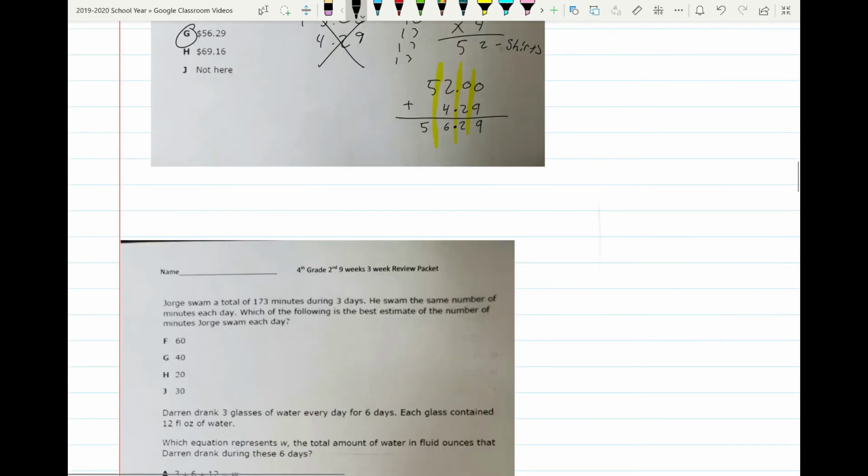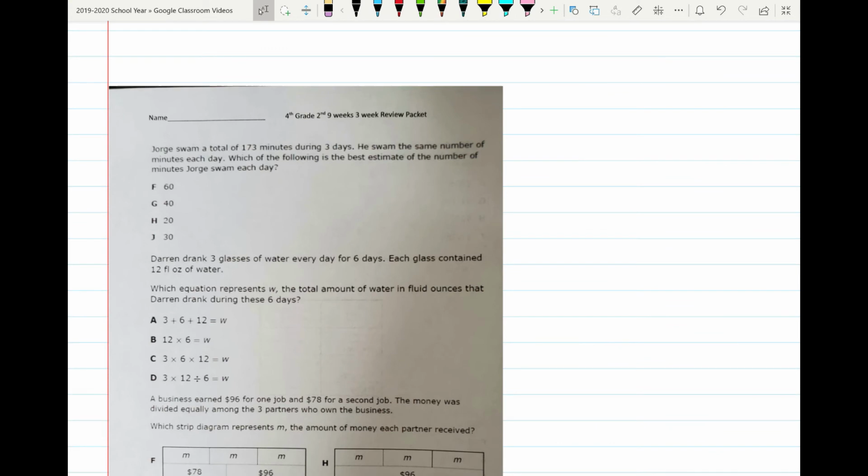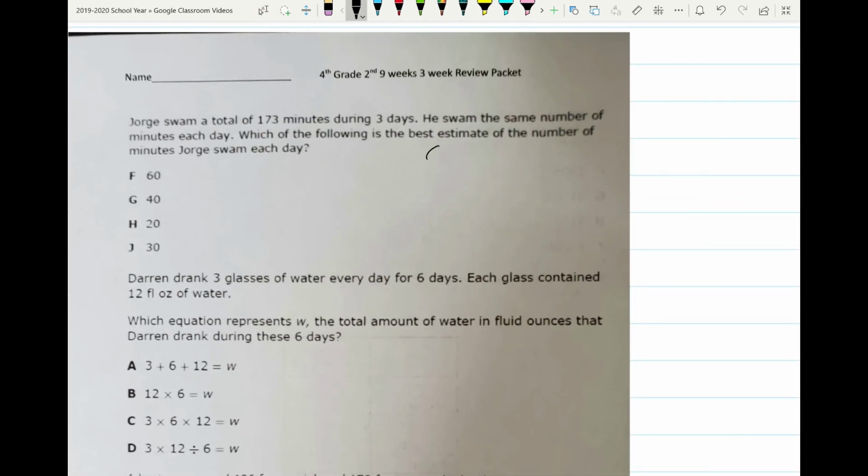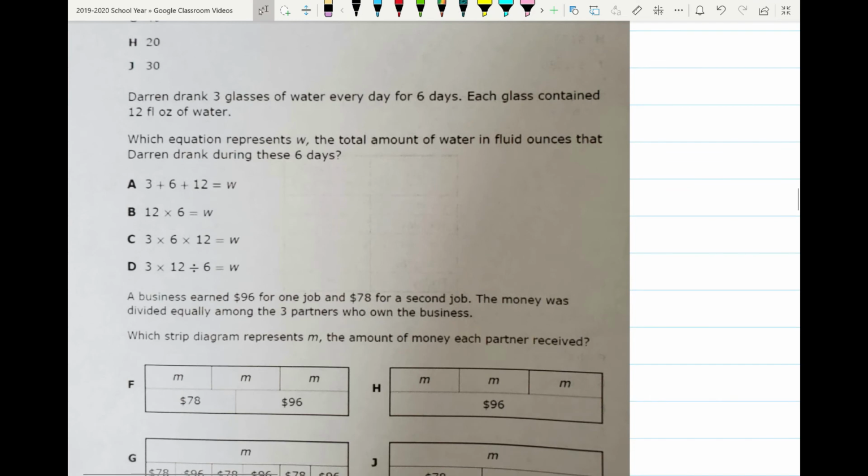All right. With this one, George swam a total of 173. What strategy are you going to use? You're going to use G times E equals T. Do we know how many groups there are? There are 3 days. Yes. Do we know my each? Nope. Do we know my T? Yes, 173. You do that one by yourself.